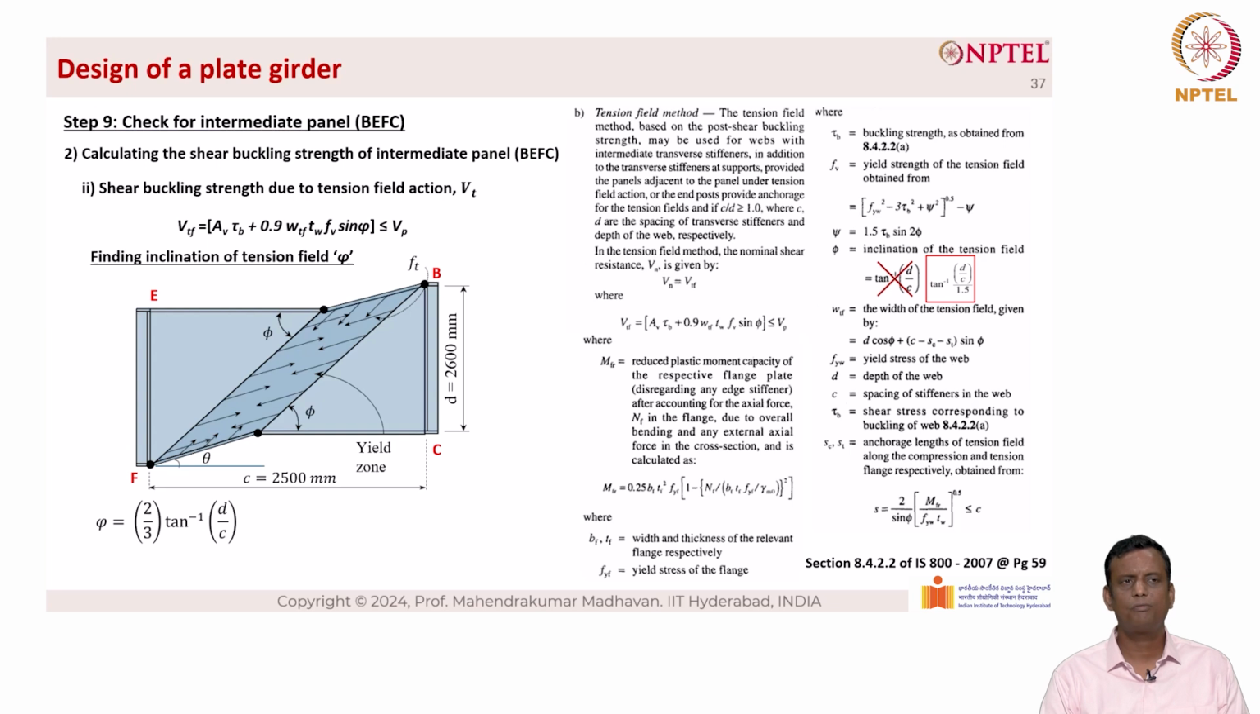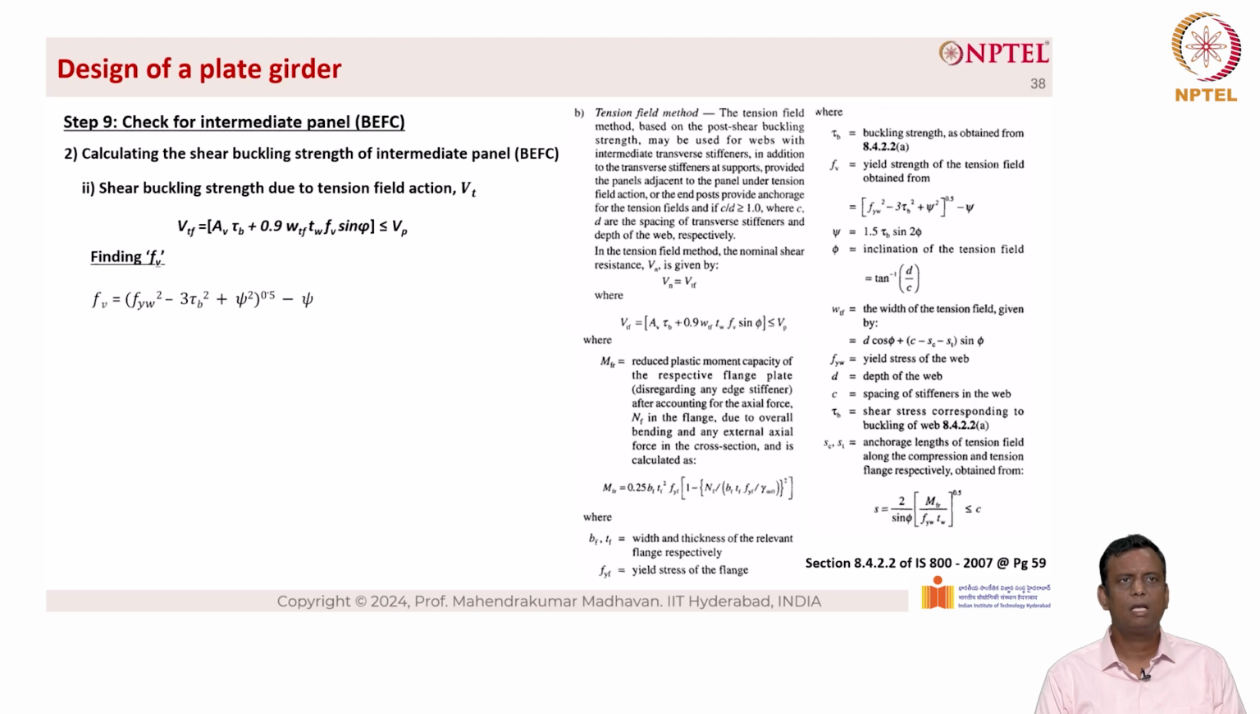So when we calculate phi equal to 2/3 of tan inverse d by c, we have 2/3 of tan inverse 2600 divided by 3250, which gives the value of 25.77. Now sin phi equals 0.4348, cos phi equals 0.9005, and sin 2 phi equals 0.7831. Fv is given as the square root of Fyw squared minus 3 into tau sub b squared plus psi squared, the whole power 0.5, minus psi. Tau b is given as 54.33 Newton per millimeter square.